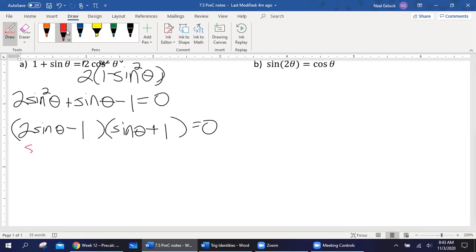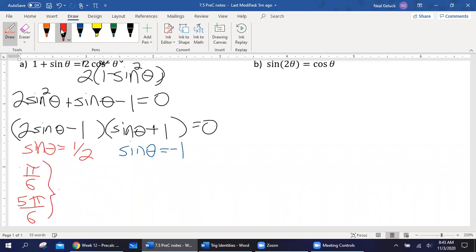So if sine theta equals a half, we're covered. Or if sine theta equals -1, we're covered. So we go around the unit circle and figure out where sine equals a half. We've already done this. That happens at pi over 6 and at 5 pi over 6. Remember, both of those answers are plus 2k pi.